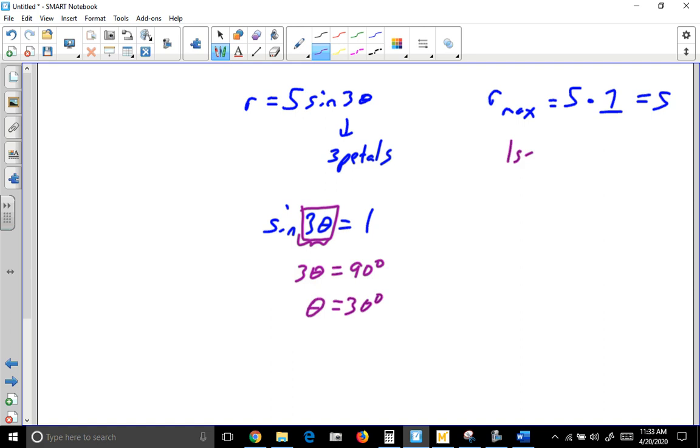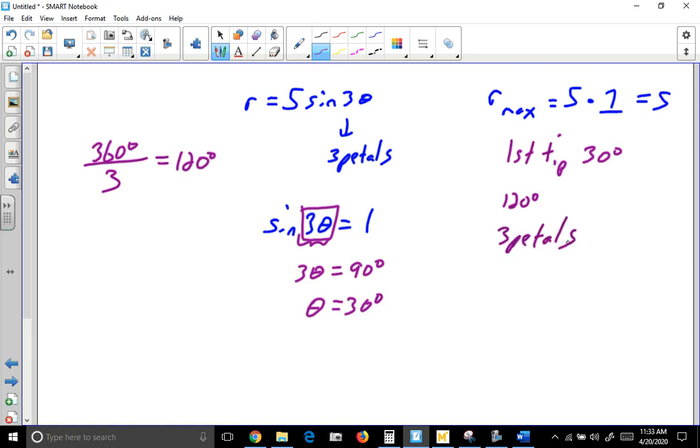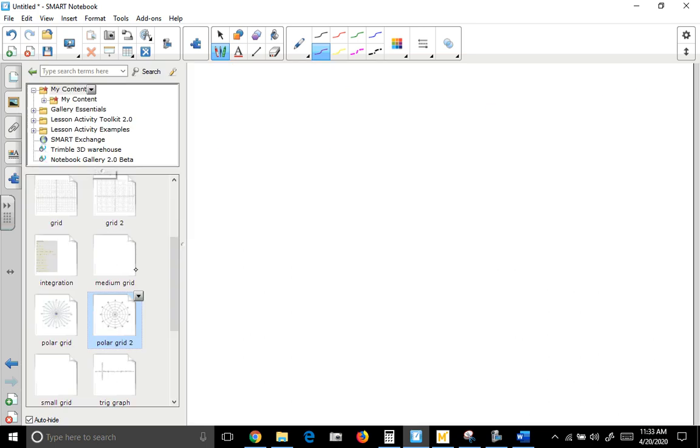So the first tip is in a direction of 30 degrees. 3 times 30 is 90. Sine of 90 is 1. We did this earlier, but if we take a full rotation and divide it evenly among 3 petals, we get 120 degrees between petals. The maximum radius is 5. And we said we have 3 petals. So that should be enough to draw this rose.